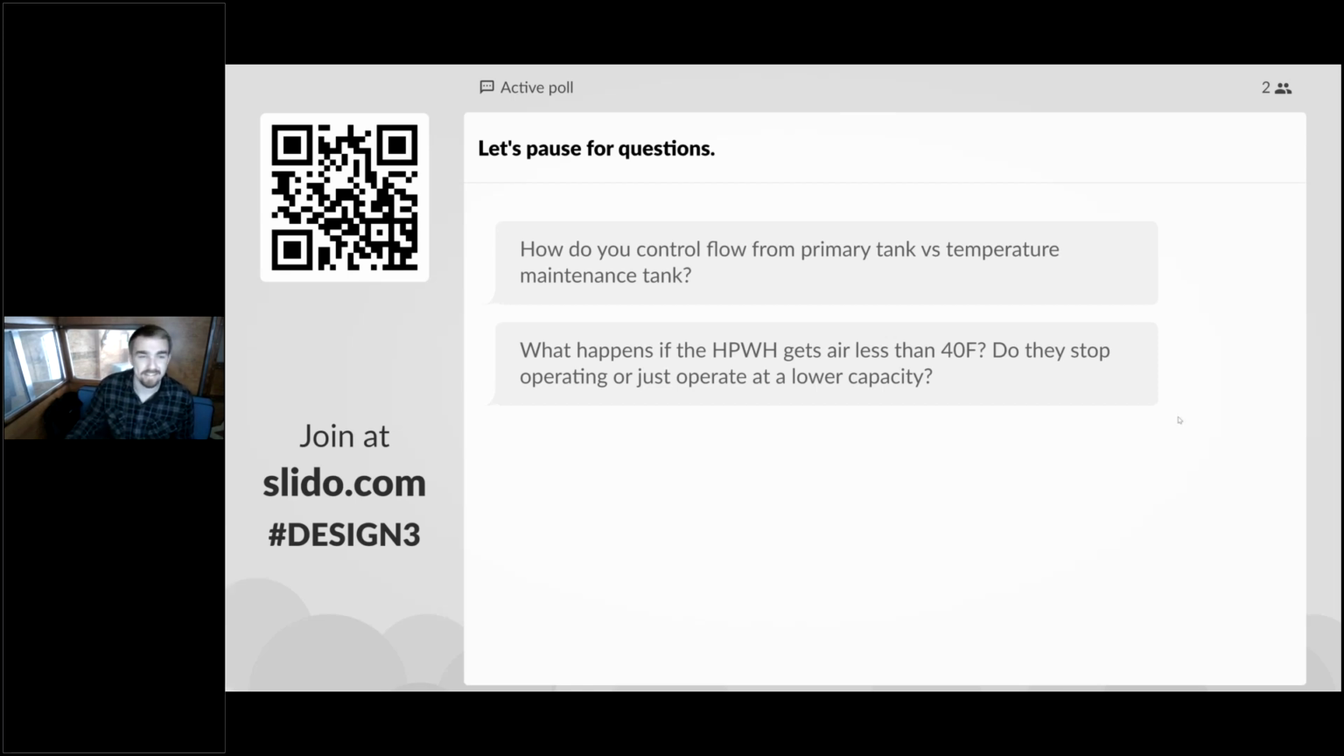Great. Thanks, Lauren. Yes, we have a couple of really good questions already. What happens if the heat pump water heater gets air less than 40 degrees?